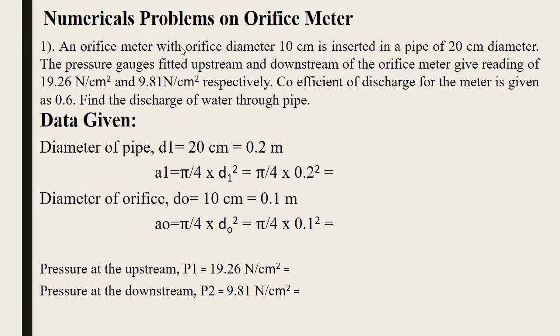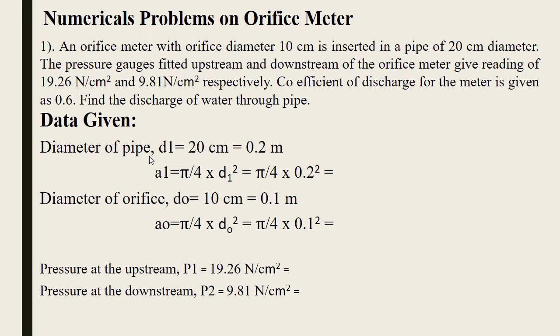An orifice meter with orifice diameter, right? So the orifice diameter D0 is given. I will take this one as D0, right? Orifice diameter is 10 centimeter, which becomes 0.1 meter, and is inserted in a pipe of 20 centimeter. So pipe diameter is D1.